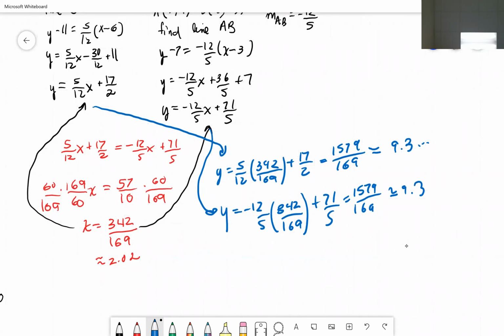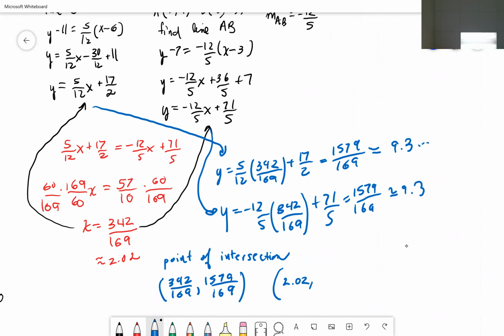So I could go ahead and write that the point of intersection is 342 over 169, comma, 1,579 over 169. You may want to also write this as approximately 2.02, 9.3, but this is obviously incorrect, the second one I just wrote. The correct thing is the fraction. You don't write the decimal unnecessarily. Yes.